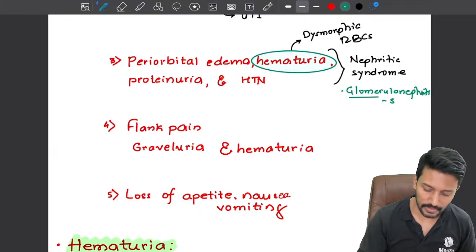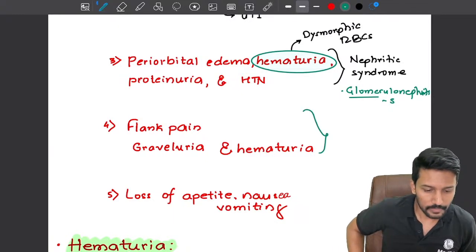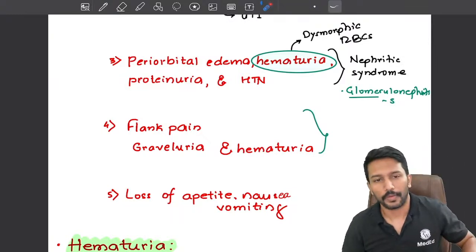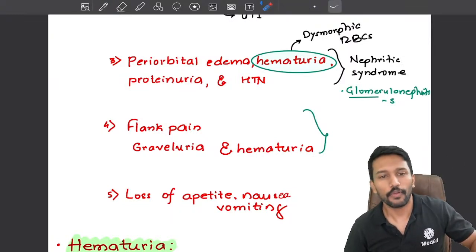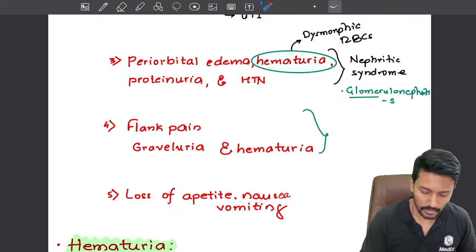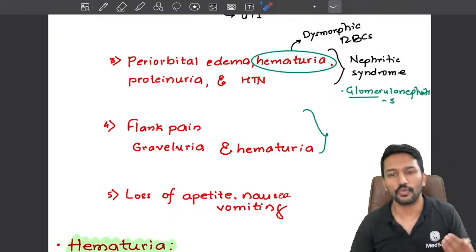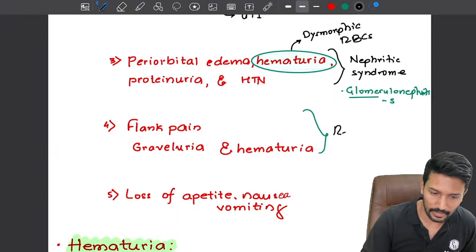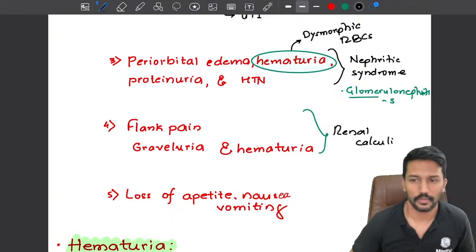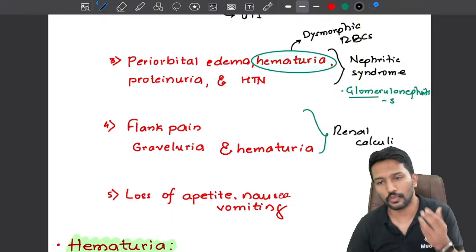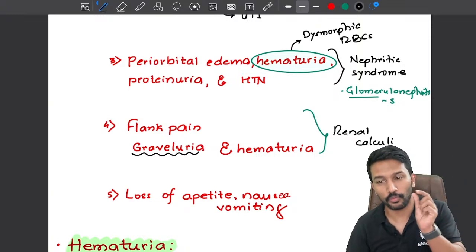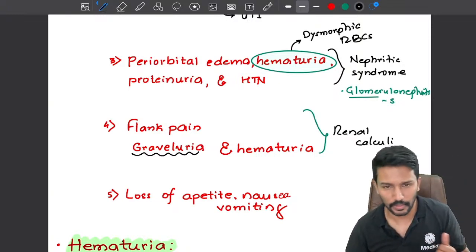Next, if a patient presents with pain in the flank... proteinuria I have already mentioned, yes, albuminuria. Now if there is pain in the flank and gravelluria, meaning small crystallized substances in urine, and if there is hematuria, obviously that would indicate renal calculi. If there are stones, then the fragments of the stones may be visible in the urine as gravelluria. Hematuria because of the movement of the stone might cause injury, and flank pain we know, right?